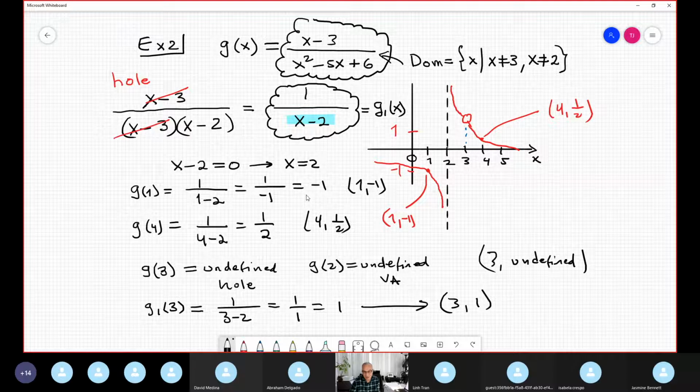So, this sketch that I do is horrible. It's not good. Let me erase this. Okay, it's (3, 1) here. Hole. And 4 halves, 1 half, approximately. But no hole here, no hole. This is the point.